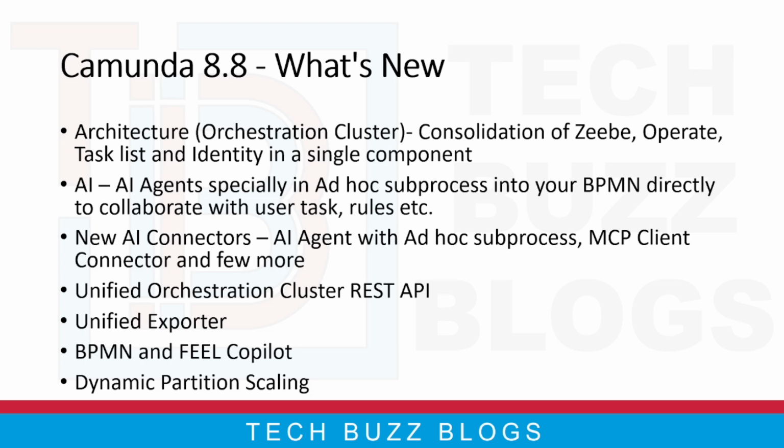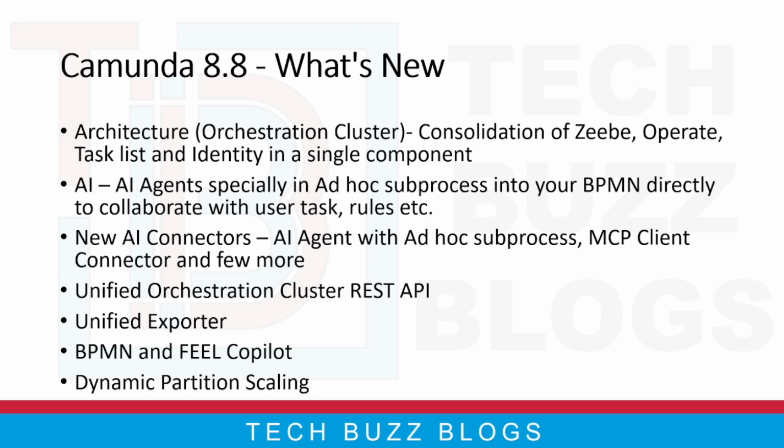If you have an idea about 8.6 or 8.7, you may say AI agents are still there. Yes, but internally the architecture is completely different. It is not a fully workflow-driven architecture in 8.6 or 8.7, but in 8.8 it is completely workflow-driven, or workflow-driven AI agents, I would say. A few of the AI features are the ad-hoc sub-process, MCP client connectors, and a few more. And the next feature is the unified orchestration cluster REST API.